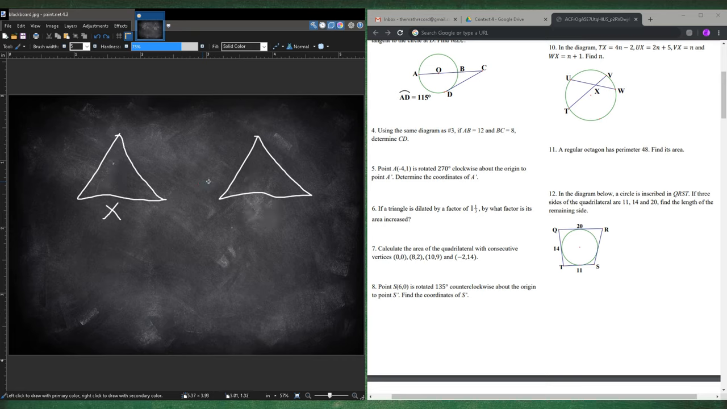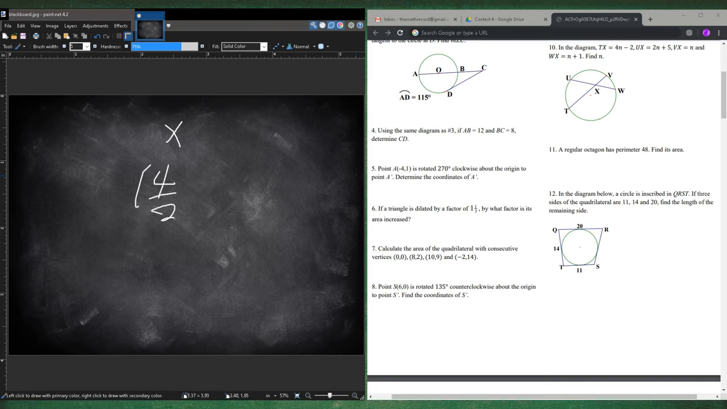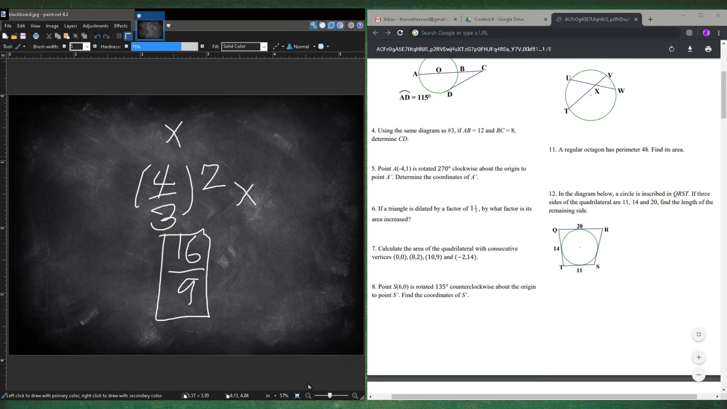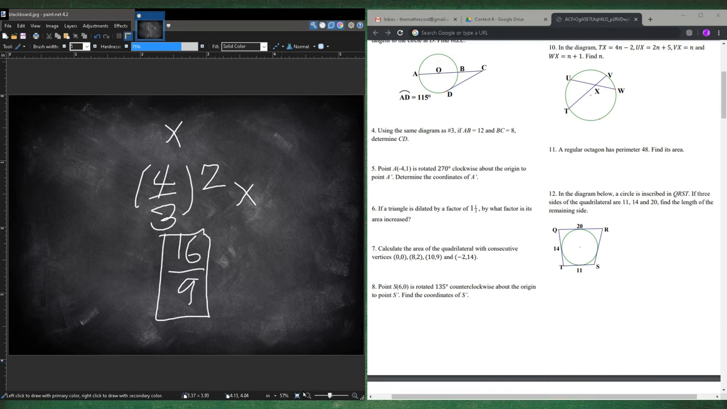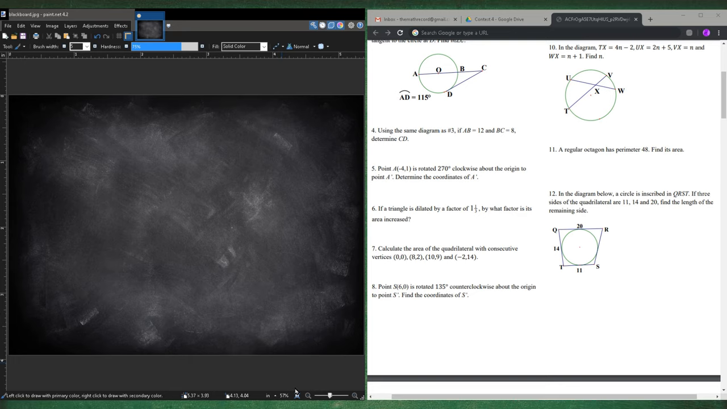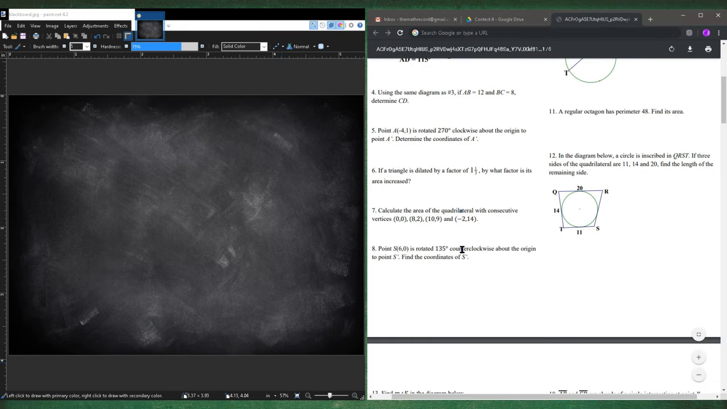So if the original area is, let's just say, x, then a triangle dilated by 4 thirds would have area 4 thirds squared times x. So 4 thirds squared times x, divided by x, because that's the factor it increased, would just be 16 over 9. So the answer is just 16 over 9. So whenever you see a question like this, just square whatever the side length is multiplied by. It's basically that simple.